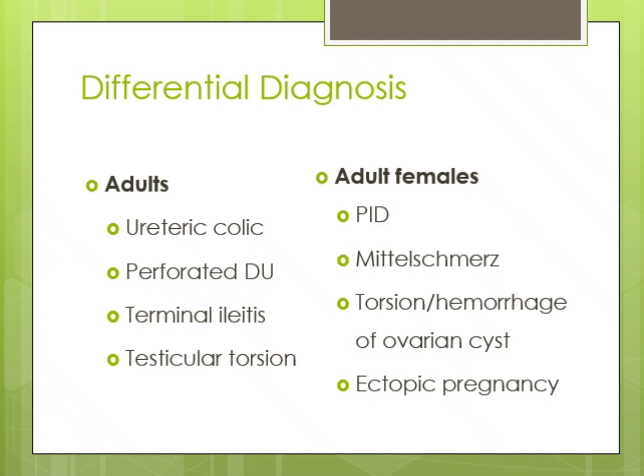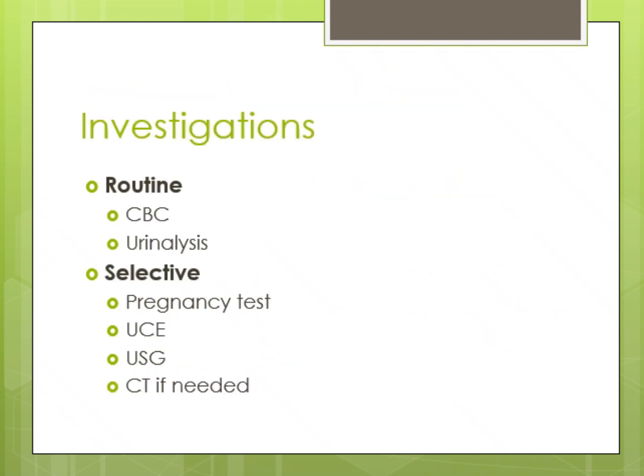Now, while diagnosing acute appendicitis, we also have to rule out certain other common diagnoses. For example, in adults, especially in adult males, we have to rule out ureteric colic, testicular torsion, and in both males and females, we have to rule out perforated duodenal ulcer, terminal ileitis. Especially in adult females, we have to rule out pelvic inflammatory disease, Mittelschmerz, torsion or hemorrhage of ovarian cyst, and ruptured ectopic pregnancy, which is a very, very common differential diagnosis in these patients.